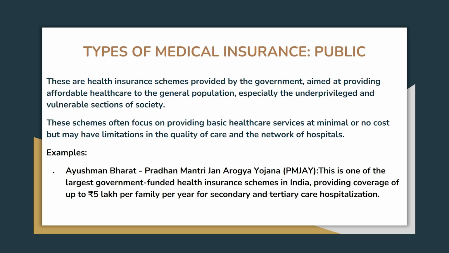PMJAY is Pradhan Mantri Jan Arogya Yojana. This is one of the largest government funded health insurance schemes in India currently. It provides coverage of up to 5 lakh per family per year. So in a year, the family can avail almost 5 lakhs of benefit, maybe for one condition or for multiple conditions in sequence. These facilities are available only at secondary care centers or tertiary care centers, that is, specialized centers.